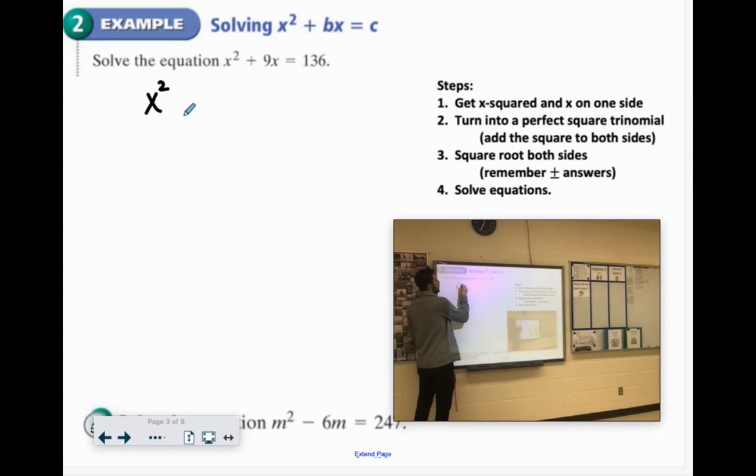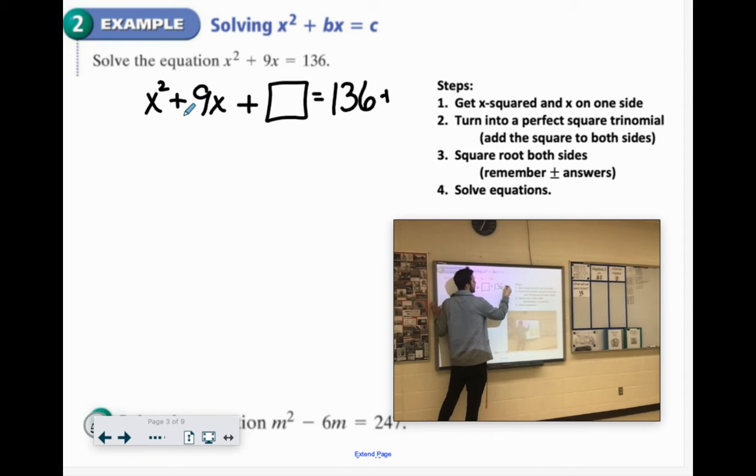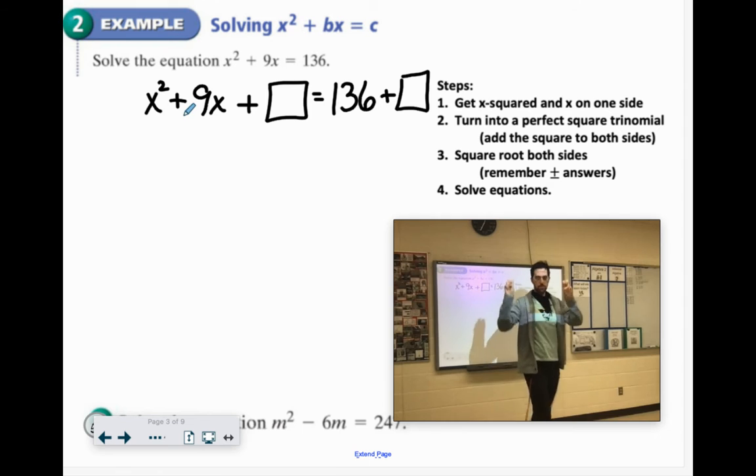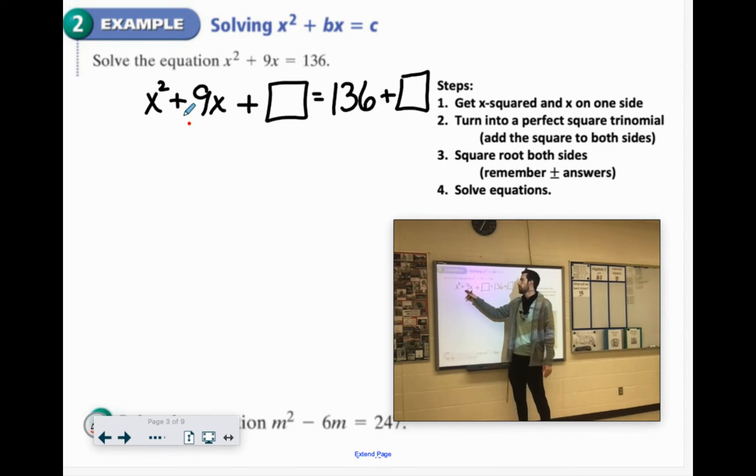So we'll say x squared plus 9x. I'm going to leave a little spot. Also, if you want, you can put plus blank equals 136 plus blank. We're going to turn this into a perfect square trinomial. So that's what we were essentially just doing. So remember, to do that, you just take half of this number, which would be 4.5, and you square it.